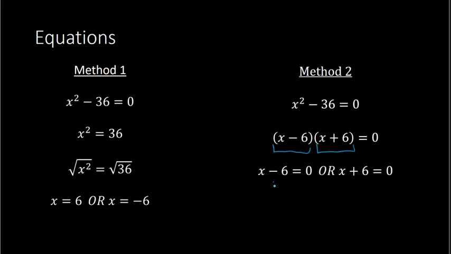I can solve each one. Here we have x equals 6. Here we'd have x equals negative 6. So either way, we get the same solution. So whichever method is easiest for you, you can use either method. But in this lesson, we're working specifically with method 1 right here.